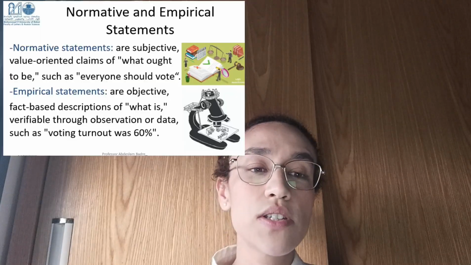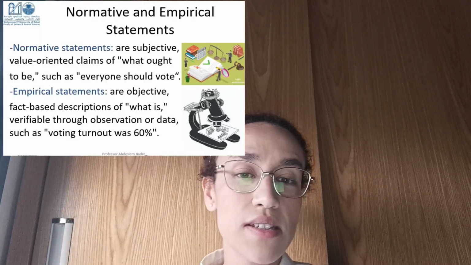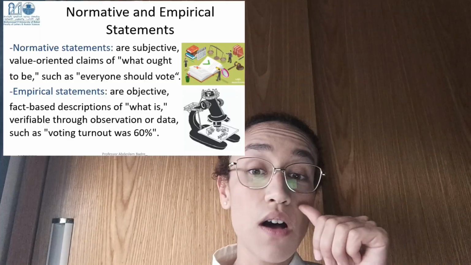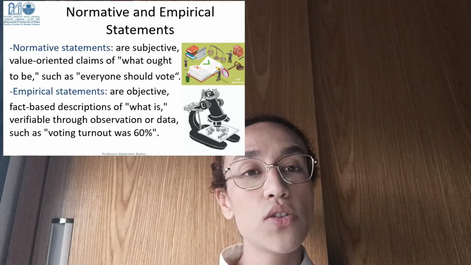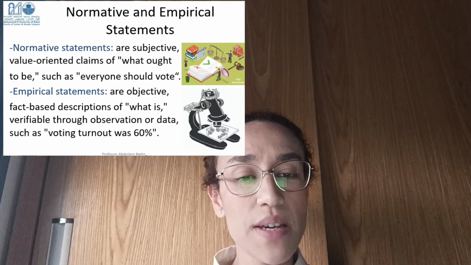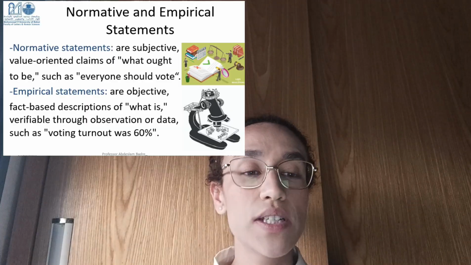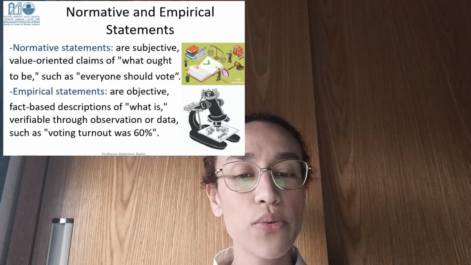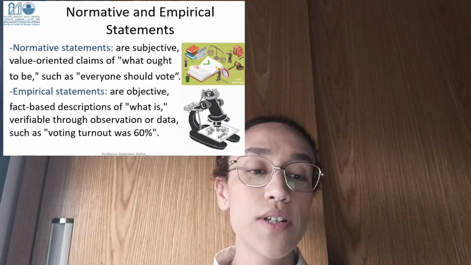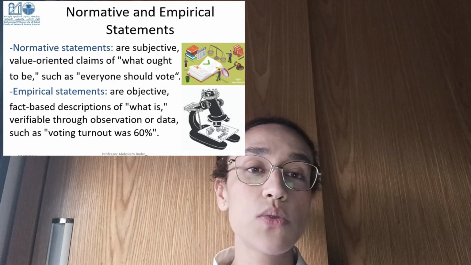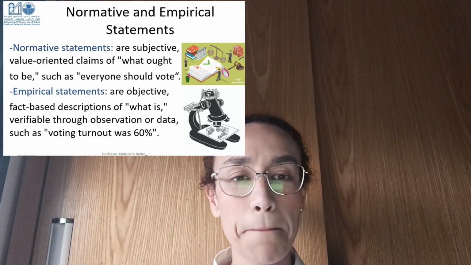Now we'll move to the normative and empirical statements. Normative statements are subjective, value-oriented claims of what ought to be, such as everyone should vote. Empirical statements are objective, fact-based descriptions of what is verifiable through observation or data. For example, voting turnout was 60%.